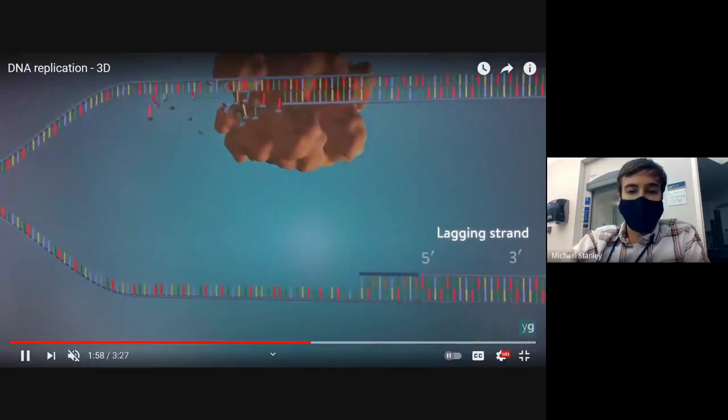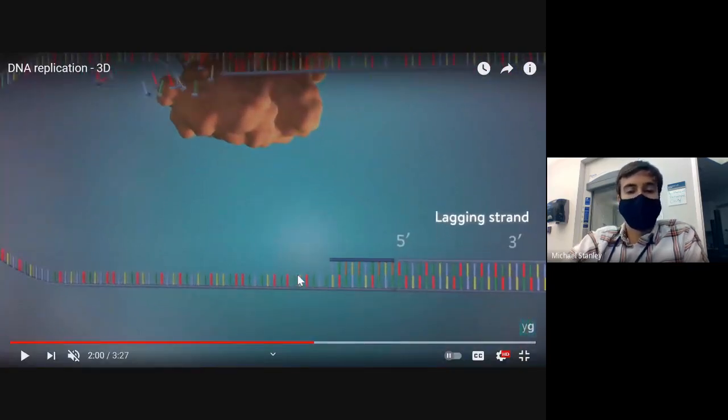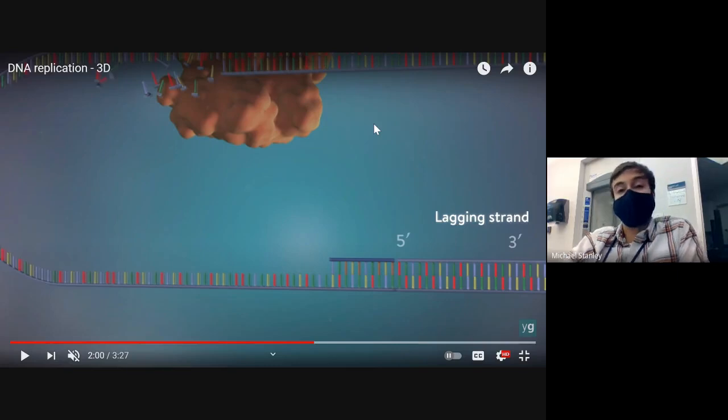Down on the lagging strand, we've got a little bit different story. Helicase is over here, going this way. But the way that our DNA is set up is we have to build the DNA 5' to 3', which is this way, opposite of where the helicase is going. So a little tricky, but nothing our cells can't handle.